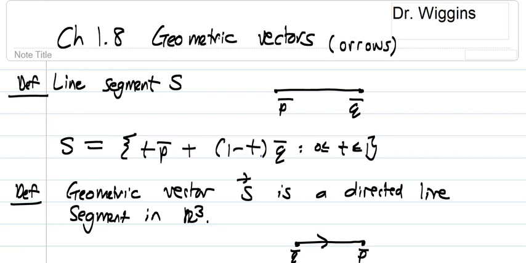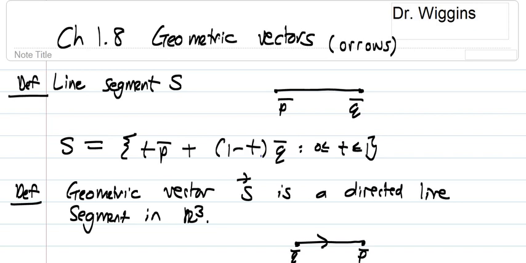So remember how we defined a line segment. For a line segment, you need 2 points in space, P and Q, 2 different points in space. So the line segment S is defined to be the set of points of the form TP plus (1 minus T)Q, where T could be 0, T could be 1, or T is bigger than 0 and less than 1. So T is sitting in the closed interval from 0 to 1.